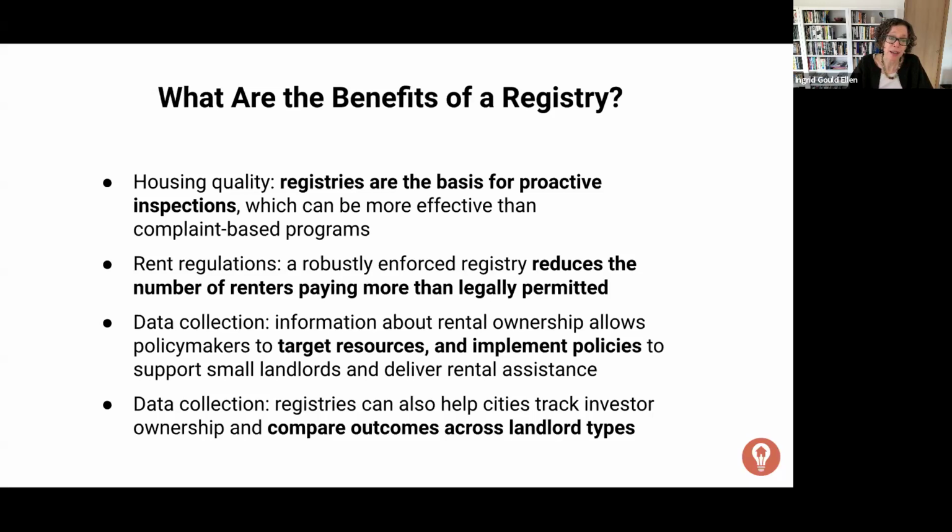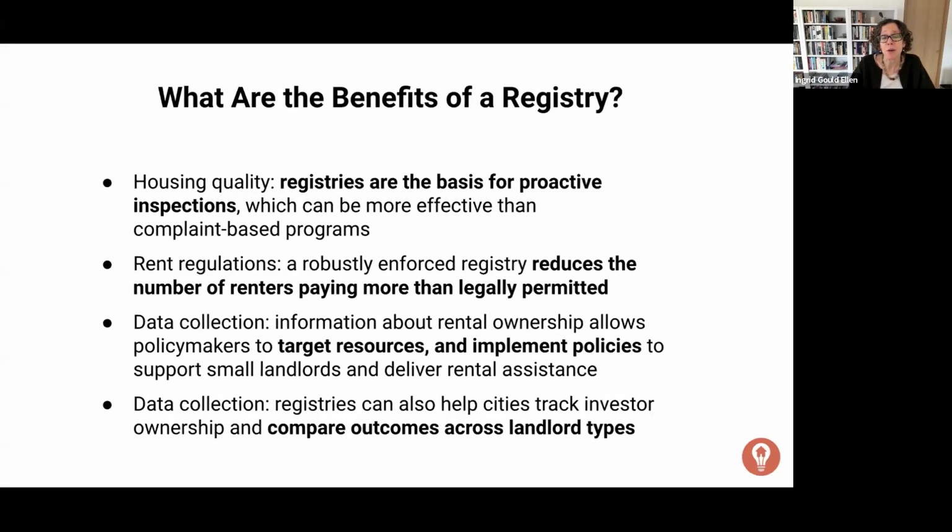And finally, there's lots of talk and concern these days about investor ownership of properties. So registries would allow cities to track investor ownership and compare outcomes, and actually see how the outcomes of those buildings differ from those of other landlords.